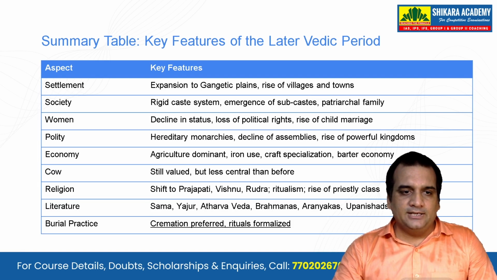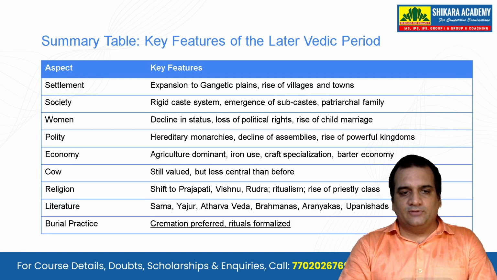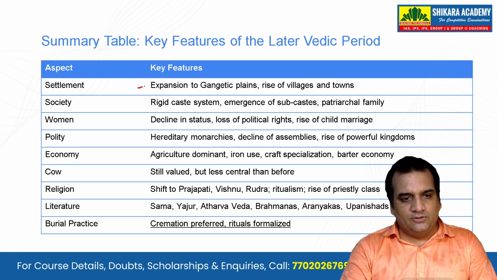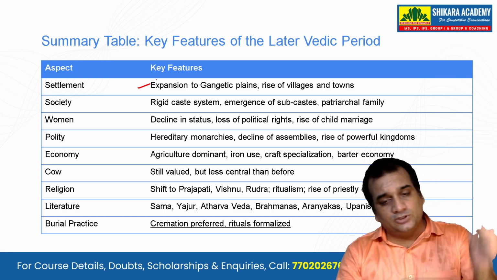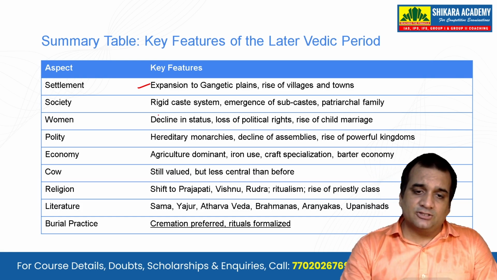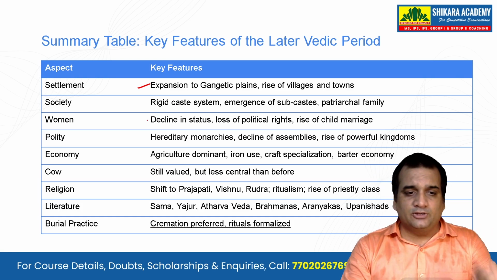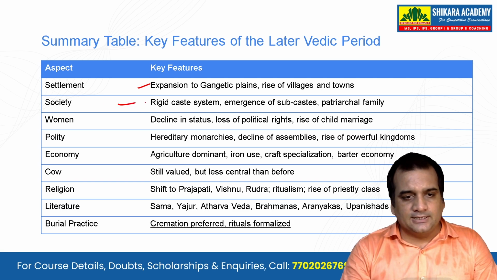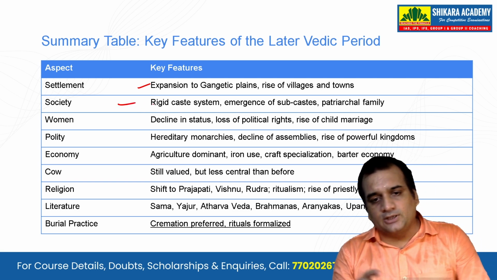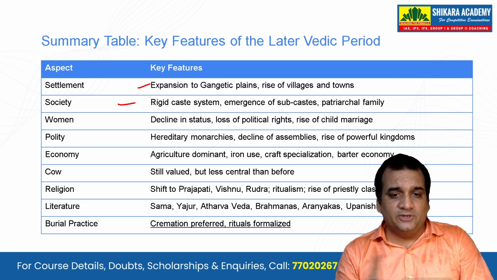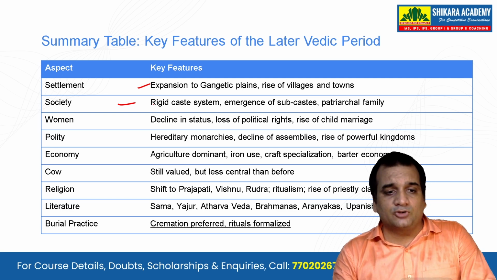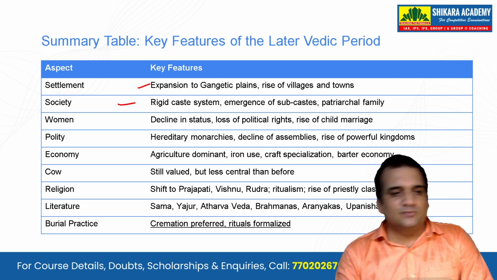Let's see the summary table of the key features of the later Vedic period. Settlement: now there will be expansion to the Gangetic plains. Before, they were living in the Punjab plains. Rise of villages and towns will be there. Before, they were nomadic people. Society: rigid caste system will be there. Emergence of sub-castes and patriarchal family will be there. Before this, the patriarchal system was not there. And the rigid caste system was also not there.